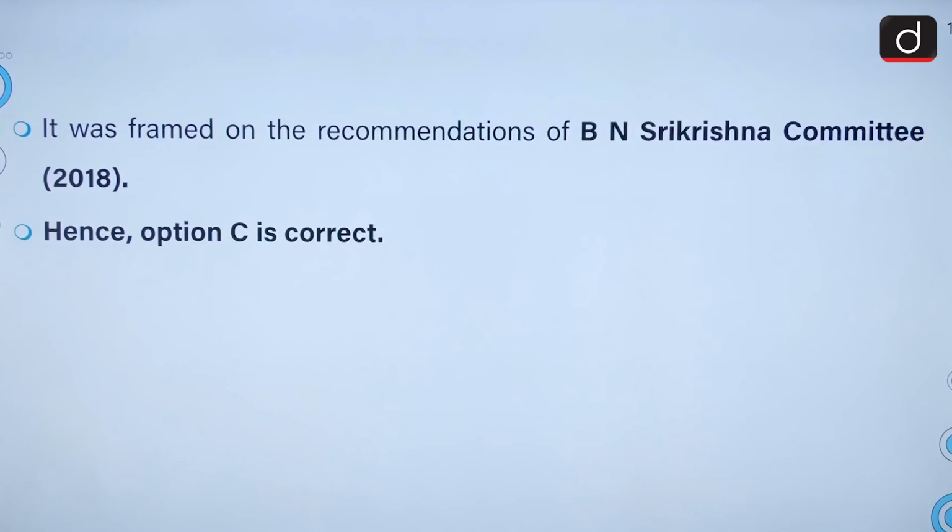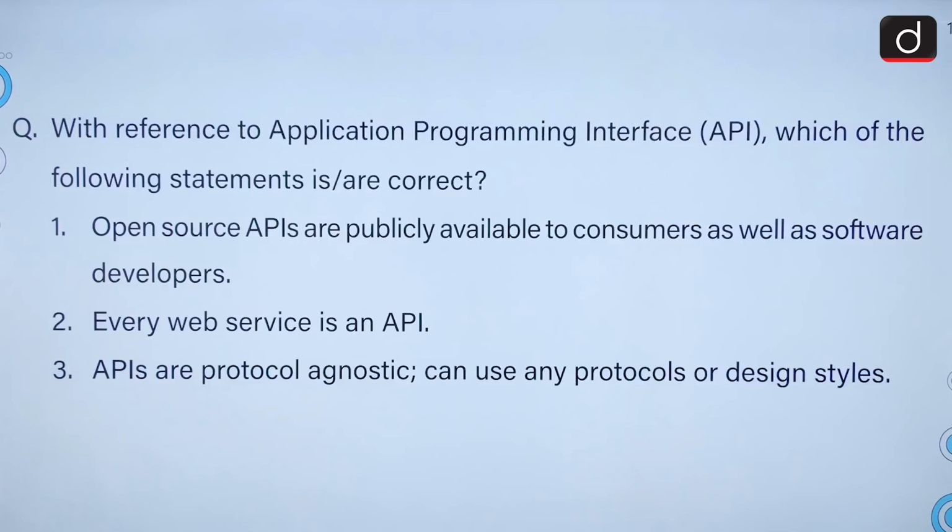It was framed on the recommendations of Justice B.N. Sri Krishna Committee. Moving on, with reference to application programming interface, which of the following statements is or are correct?